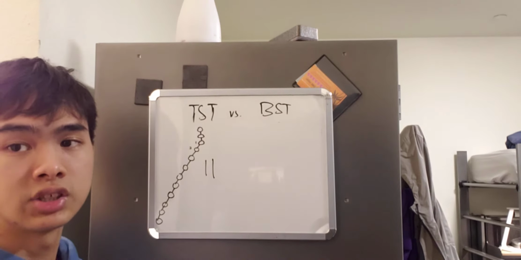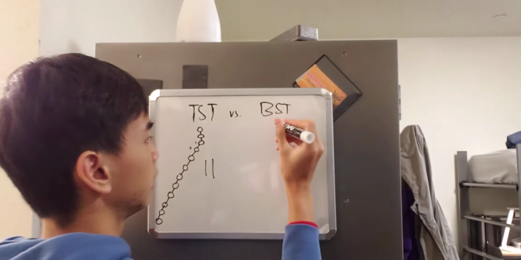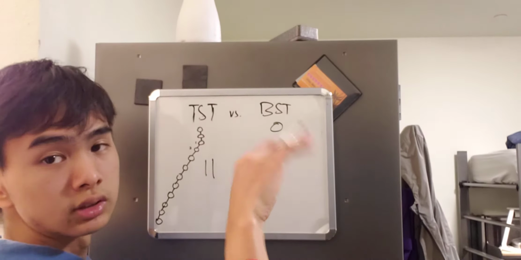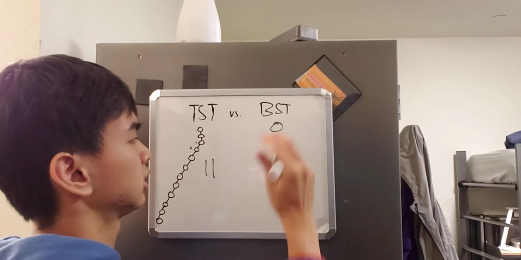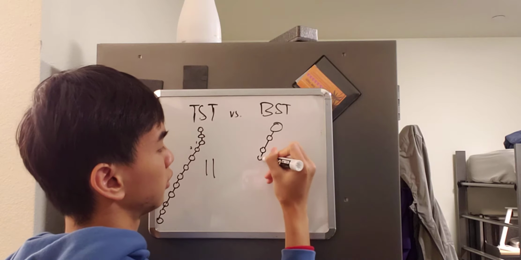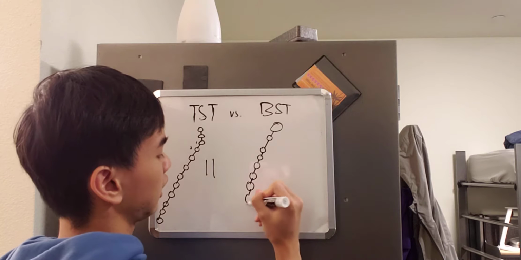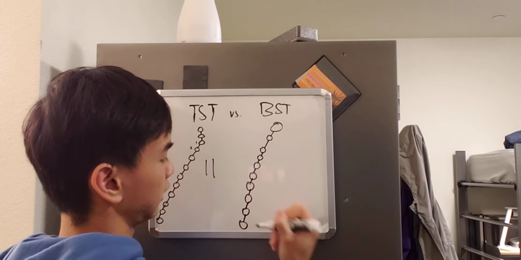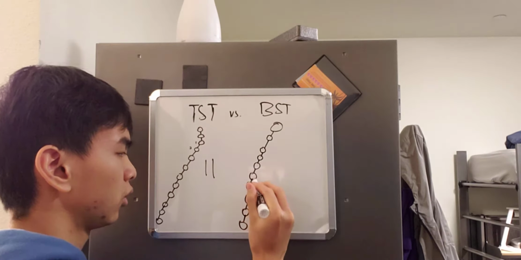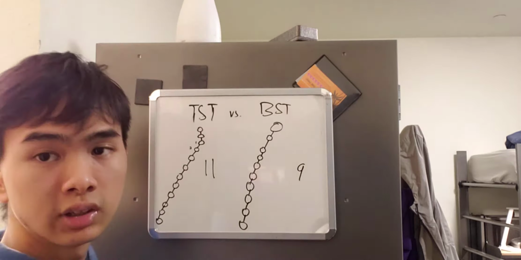Next, for the binary search tree, each node stores the string, not a letter. So here this is the first one. And then let's say all the rest of the strings are less than it. So we'll go here, 2, 3, 4, 5, 6, 7, 8, 9, 10. Total, count the links up: 1, 2, 3, 4, 5, 6, 7, 8, 9. So the height of the binary search tree is 9.